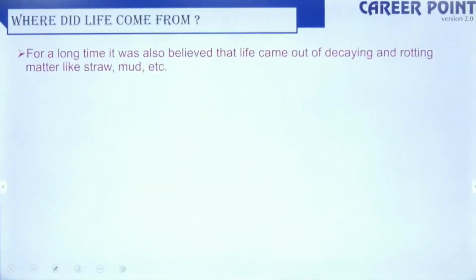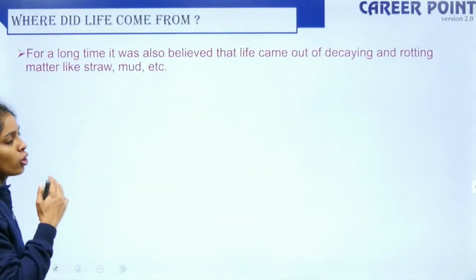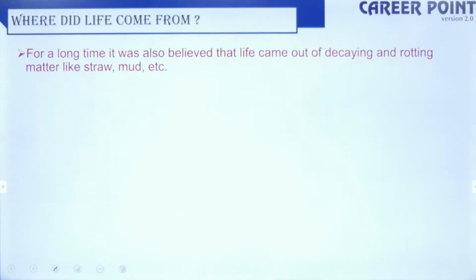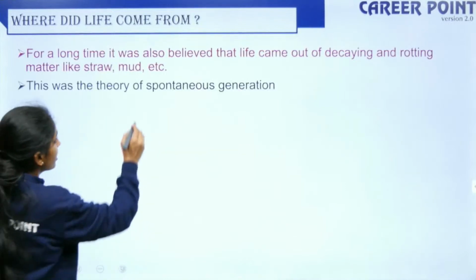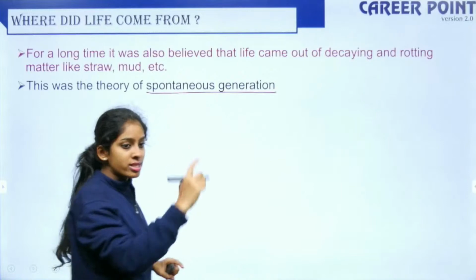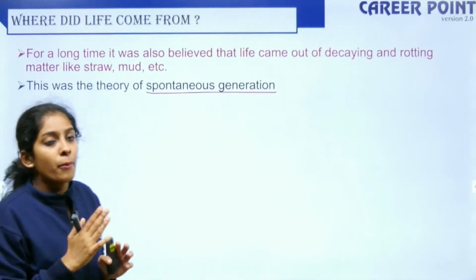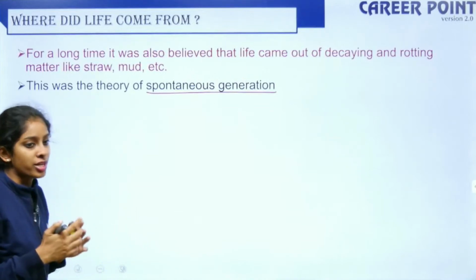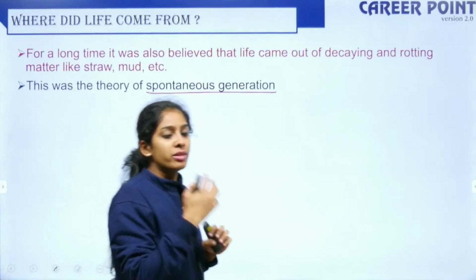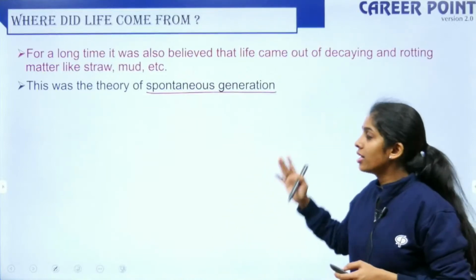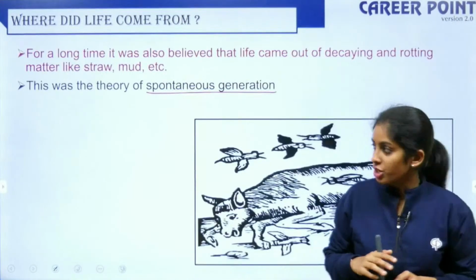The next theory, after a long time: it was believed that life came out of decaying and dead matter like straw, mud, etc. This was the theory of spontaneous generation. So once again, write point number 2. Point number 1 was panspermia. Point number 2 will be spontaneous generation. So life came from dead and decaying organic matter like mud and straw. That will be theory number 2, spontaneous generation.